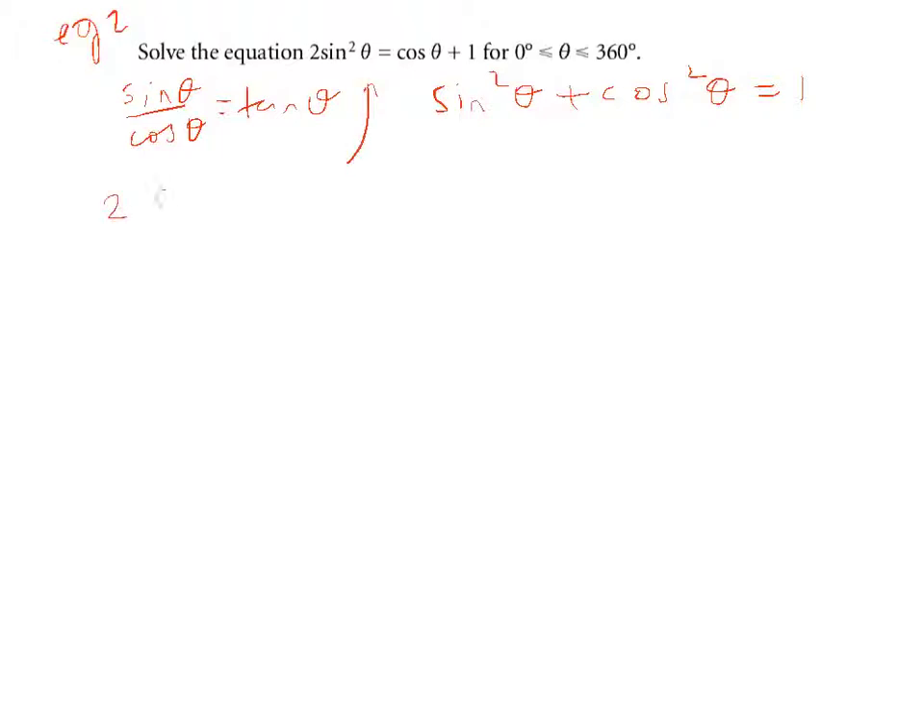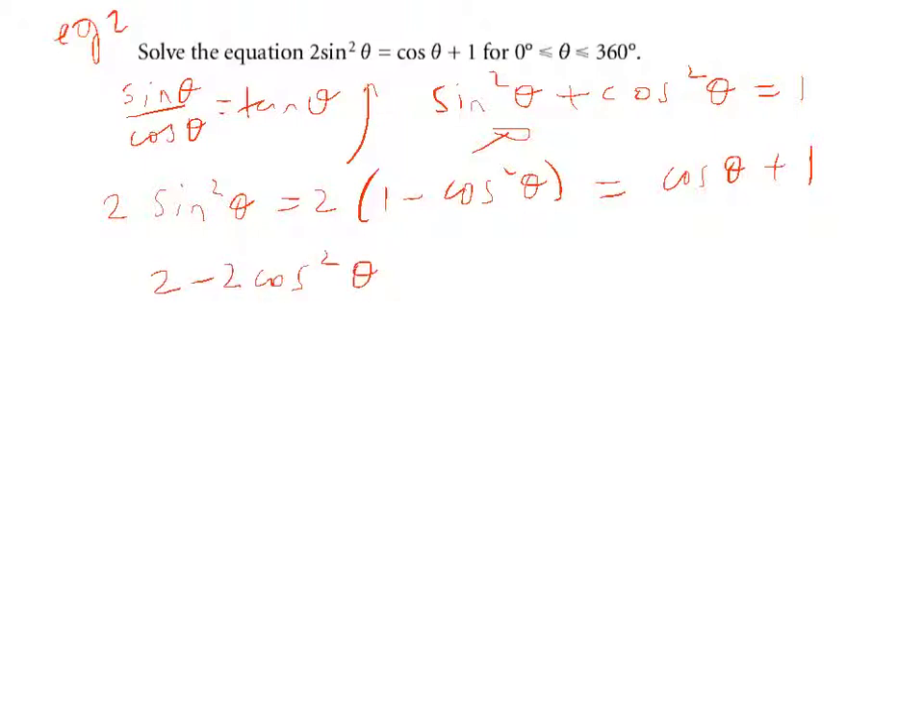So instead of writing 2 sine squared theta, I can write 2 times (1 minus cos squared theta), and that's from this identity here, equals cos theta plus 1. If we expand this out and bring everything over to one side, you may want to pause the video now and try that yourself. We will have 2 minus 2 cos squared theta equals cos theta plus 1.